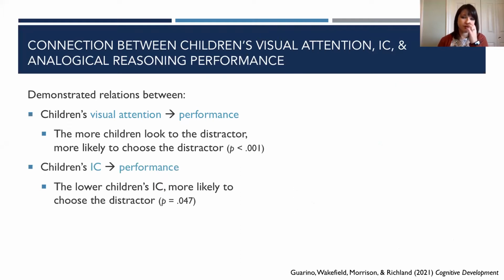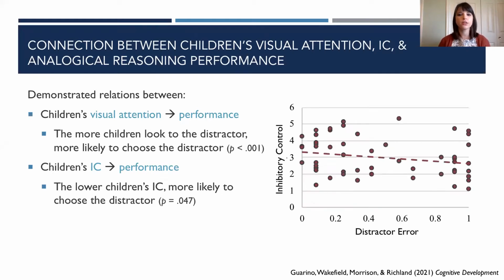We also found a main effect of inhibitory control, suggesting that children with lower inhibitory control are more likely to choose the featural match as well. And in contrast, looking to the distractor is negatively predicting accuracy as well, which I'll get into in a moment.